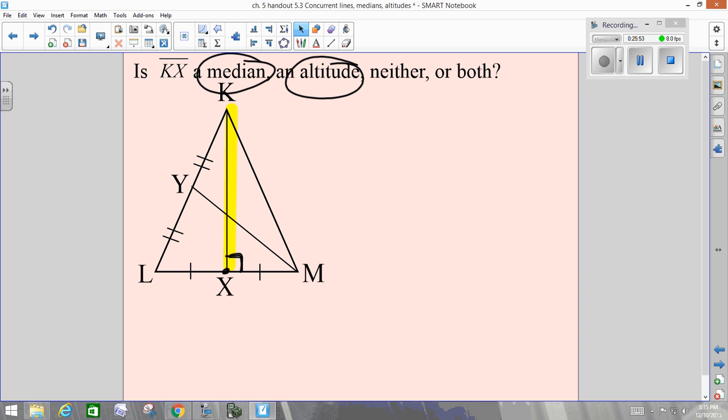On your homework today, it's going to say explain. So your explanation would be like, it's perpendicular, therefore it's an altitude. Or it's hitting a midpoint, therefore it's a median.